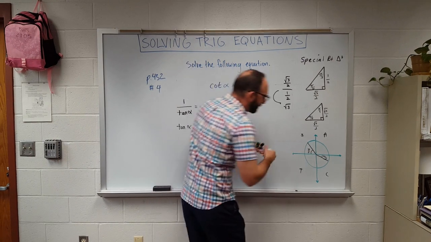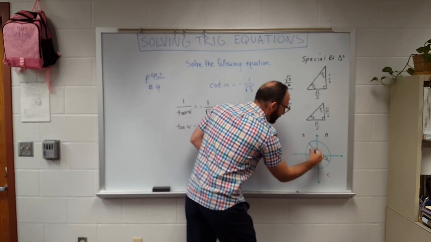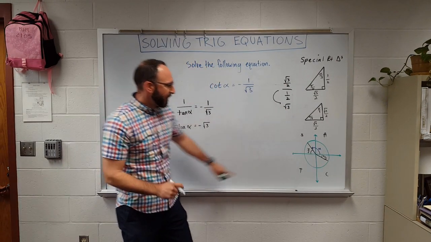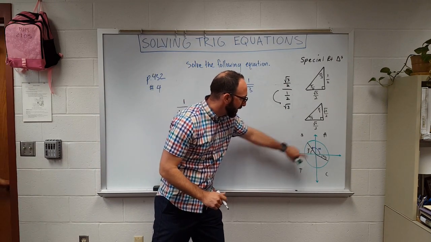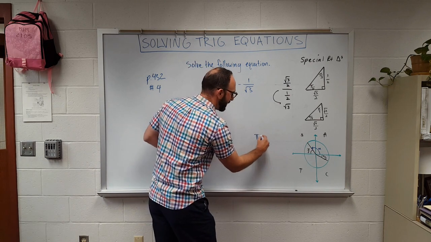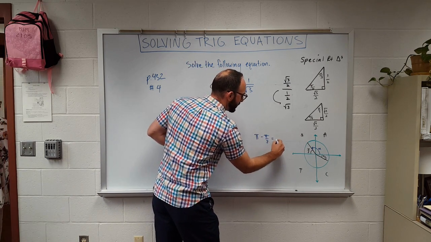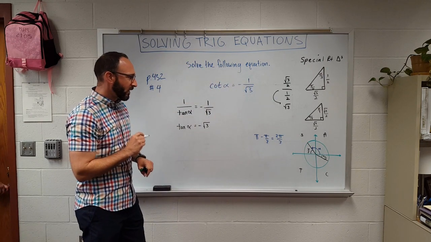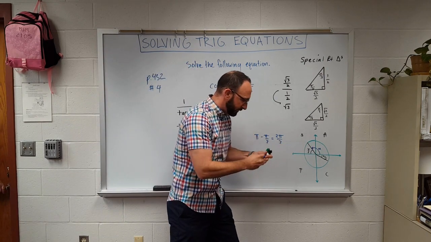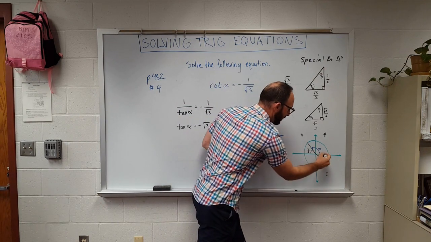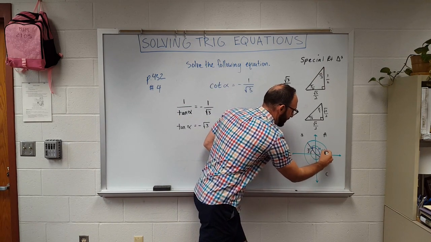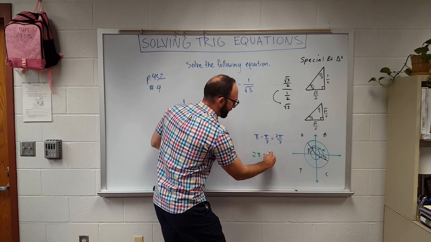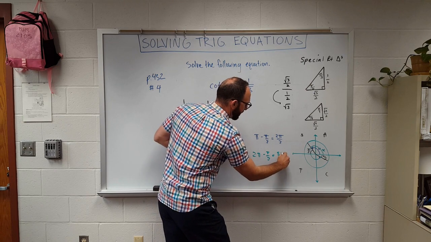So the first solution to our equation, we'll call it alpha, has to be 180 degrees minus pi over 3. So we're going to do pi minus pi over 3, which is going to give us 2 pi over 3. And then our second solution, rotate over here, alpha, is going to be 2 pi minus pi over 3, which is 5 pi over 3.